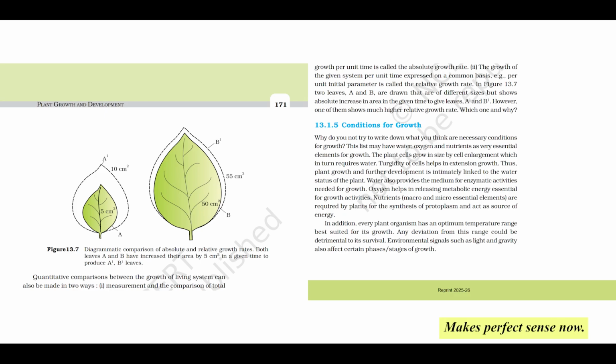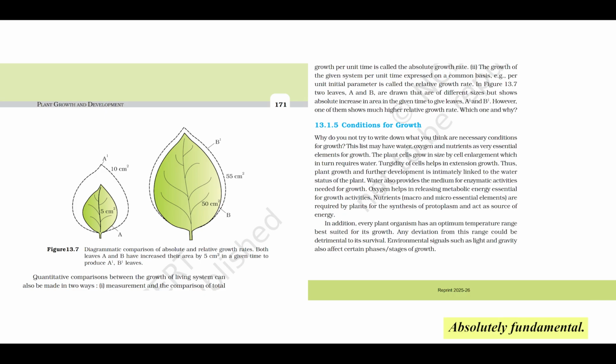Makes perfect sense now. Okay, so finally, wrapping up our discussion specifically on growth, what are the absolute essential conditions a plant needs? What environmental and internal factors are critical? Excellent summary question. These are the non-negotiables for plant growth. We need water, oxygen, nutrients, the right temperature, and certain environmental signals.